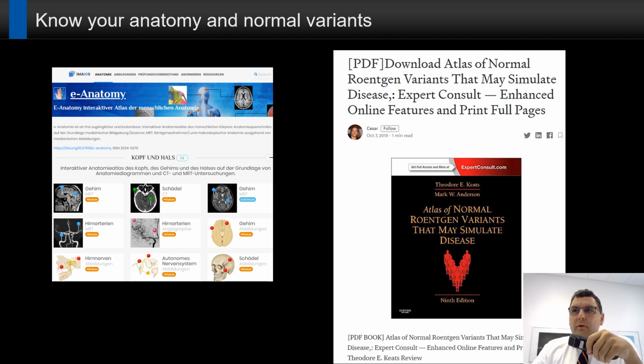It's also very important to know the anatomy of the normal variants, and there is a key book out there from Theodore Keats. It's a very traditional book, but it's the best ever written about this topic, and it's always mandatory to have this in the bookshelf behind the reading place.